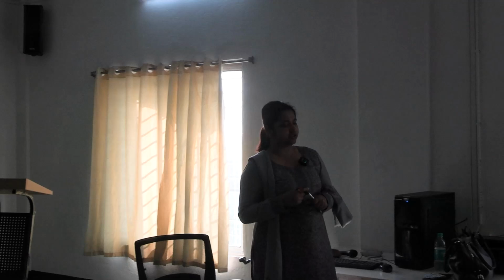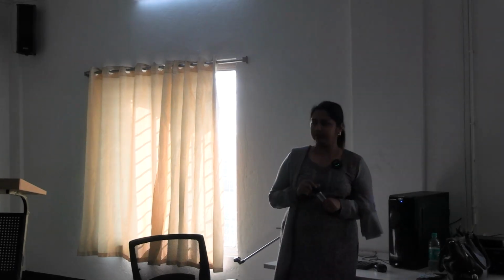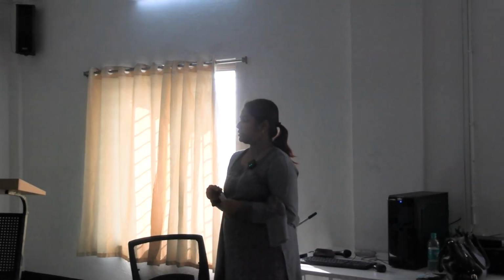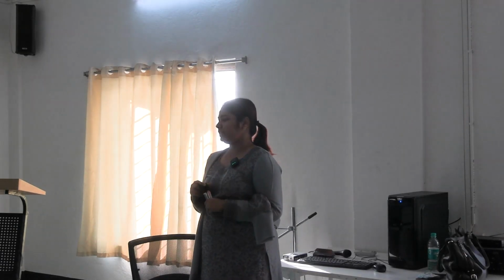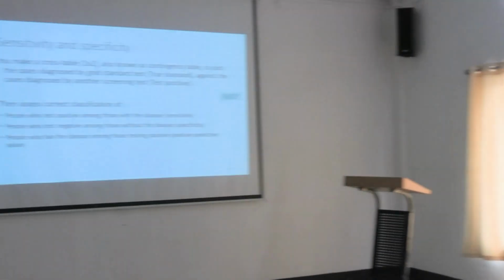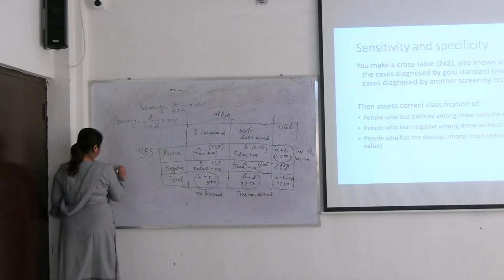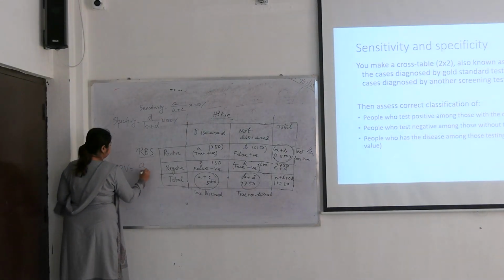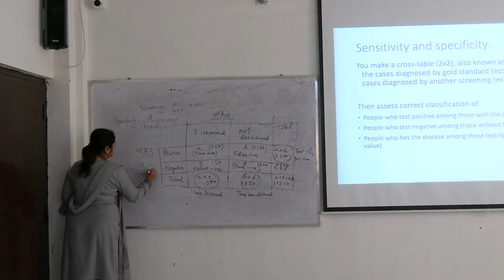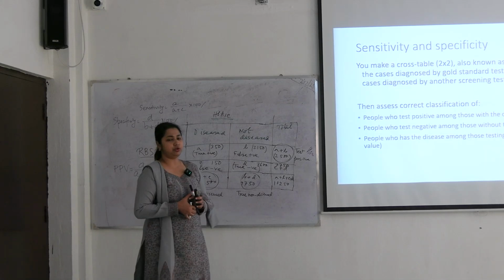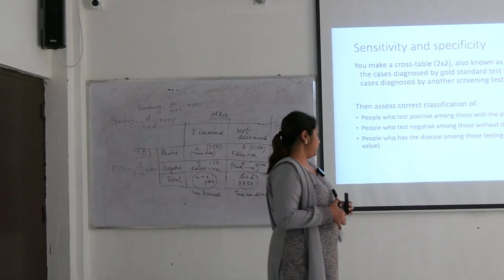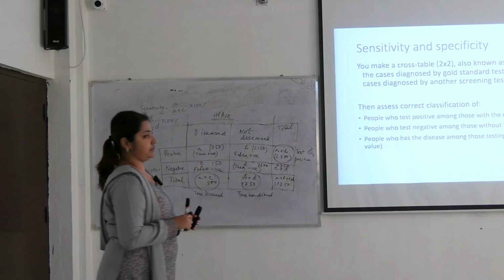If you want to know the probability of the person being positive when a screening test is coming to be positive, that is called the positive predictive value, PPV. So what is the PPV? PPV is A divided by A plus B into 100%. A divided by A plus B into 100%. People who have the disease among those testing positive.